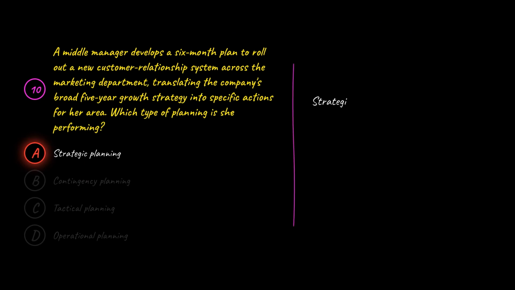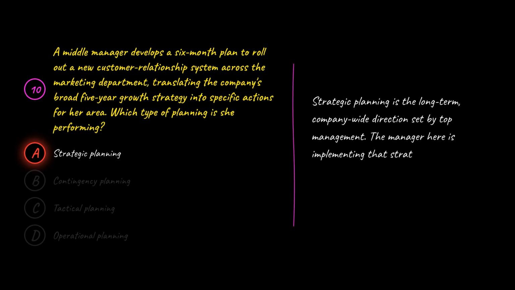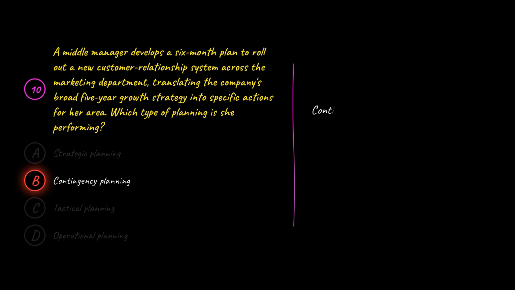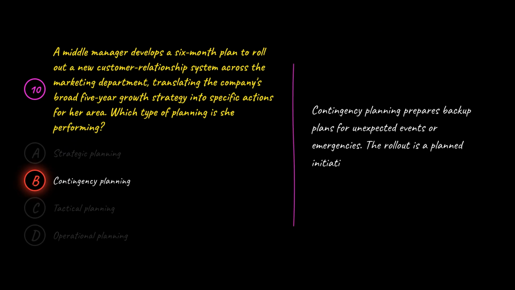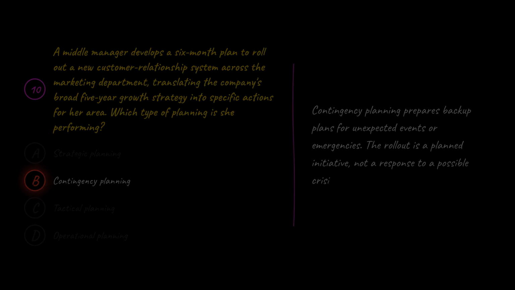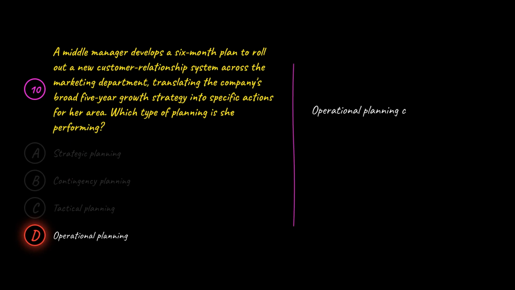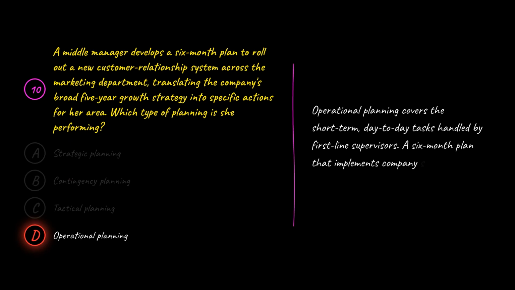A is wrong because strategic planning is the long-term company-wide direction set by top management. The manager here is implementing that strategy for one department, not setting the overall direction. B is wrong because contingency planning prepares backup plans for unexpected events or emergencies. The rollout is a planned initiative, not a response to a possible crisis. D is wrong because operational planning covers the short-term, day-to-day tasks handled by first-line supervisors. A 6-month plan that implements company strategy is broader than daily operational work.